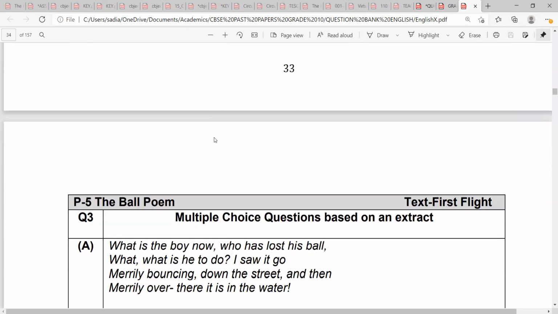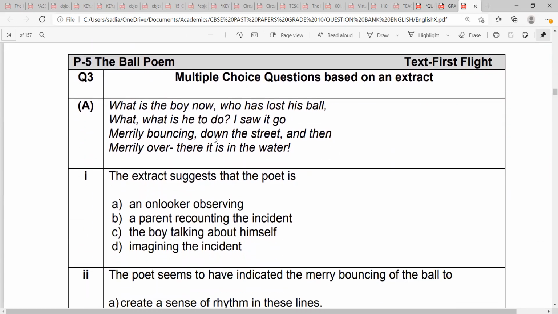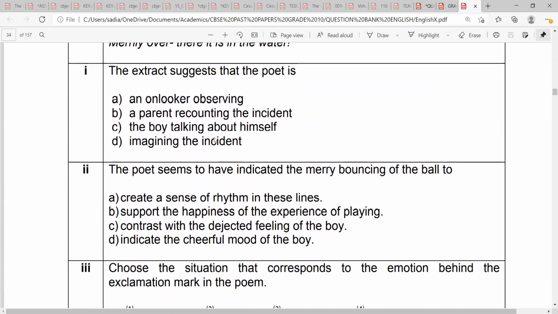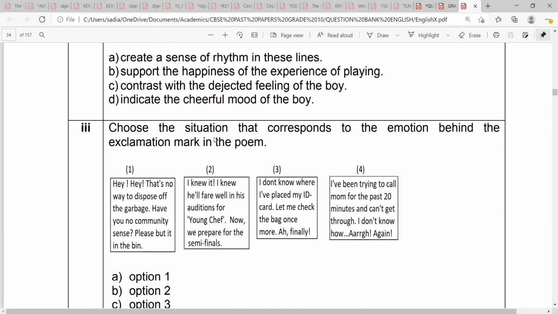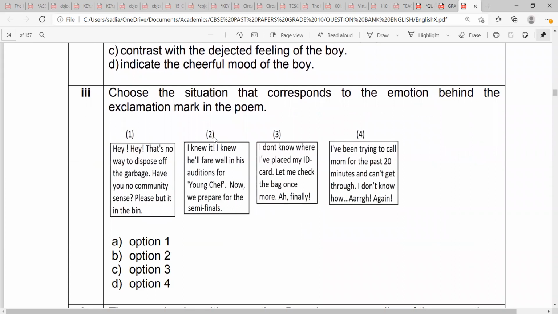Proceeding to the next, The Ball Poem, textbook First Flight. Read, get the questions, get the options, stop, pause, and read.